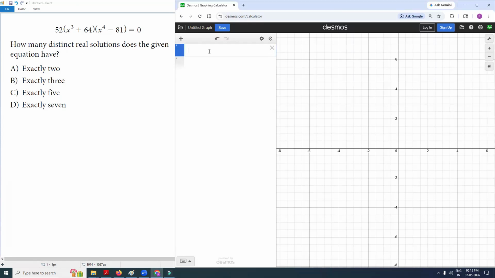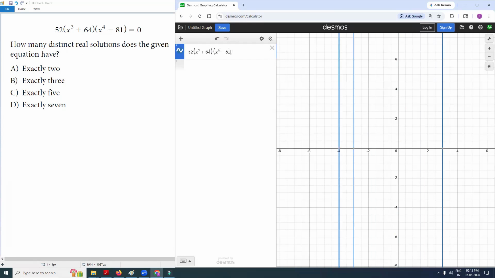That is 52 times x to the third power plus 64 times x to the fourth power minus 81 equals 0. Okay, now to get distinct real solutions for the given equation, we have to consider the x-intercepts of the graph over here in Desmos. We can see the graph intersects the x-axis at three places: 1, 2, 3.